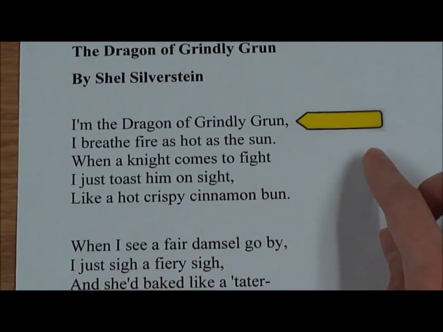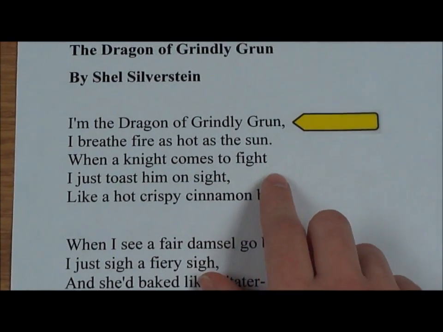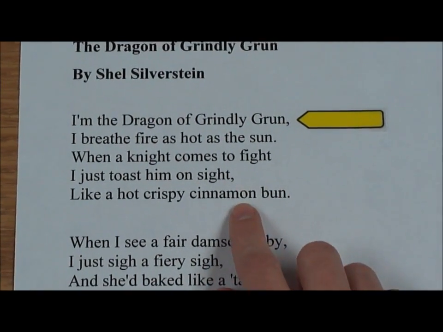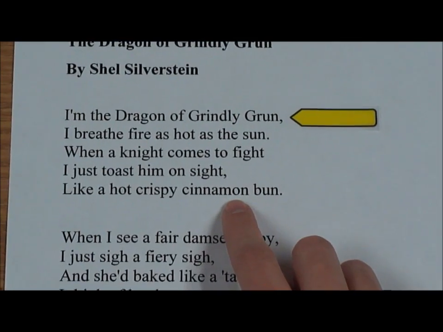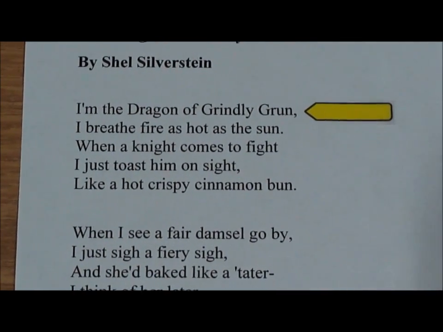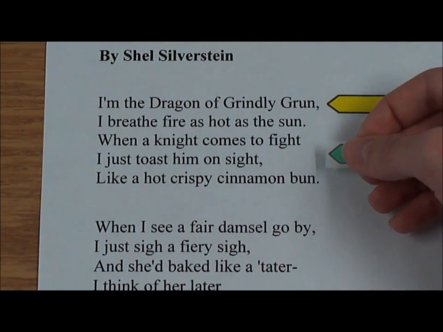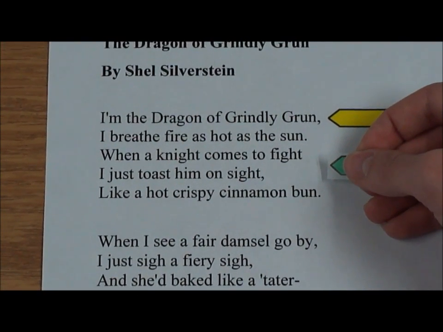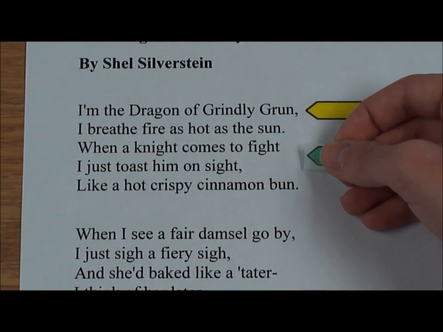When a knight comes to fight, I just toast him on sight like a hot, crispy cinnamon bun. I'm going to put a green flag next to these lines because I know that to toast something means to make it crisp and brown, which I do for my cinnamon buns when my mom makes them for me for breakfast.